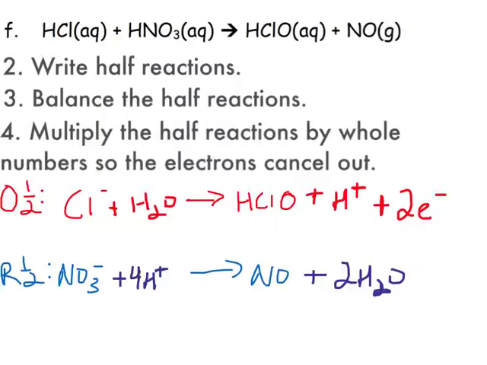Now what I need to do, as you already know, is to balance out the charge. This side has a total charge of 0. 0 plus 0 equals 0. This side has a total charge of positive 3. How do I make positive 3 become 0? By adding 3 electrons.